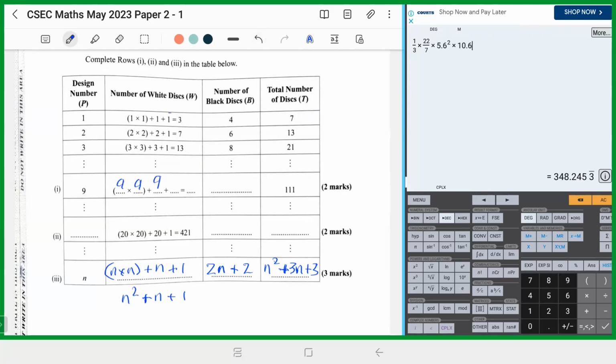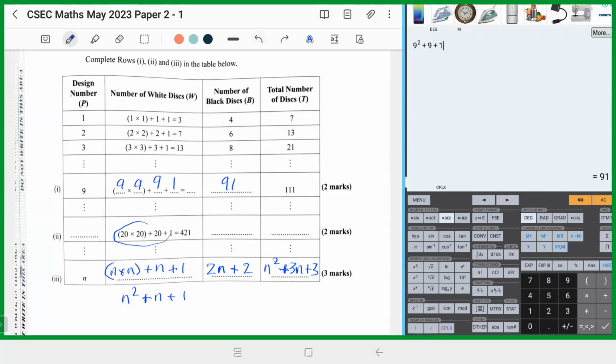And then I'm adding 1 right here, plus 1. So it becomes 9 times 9 is 81. 81 and 9 is 90. 90 plus 1 is 91. So I'm getting 91 here. Right? So 9 squared plus 9 plus 1 is 91. And then this is completed for me already.